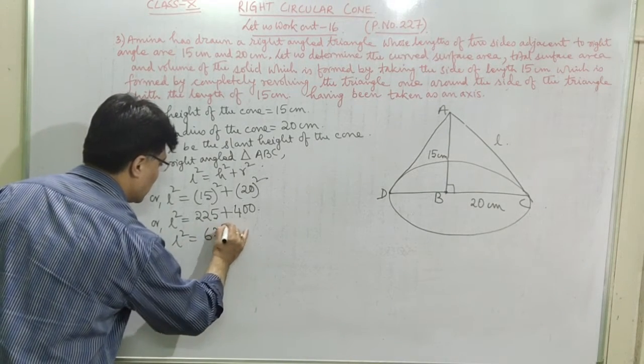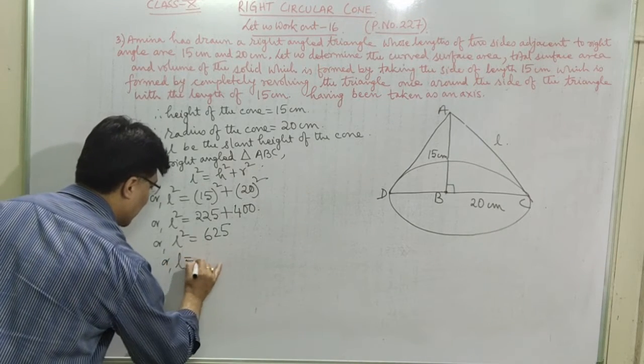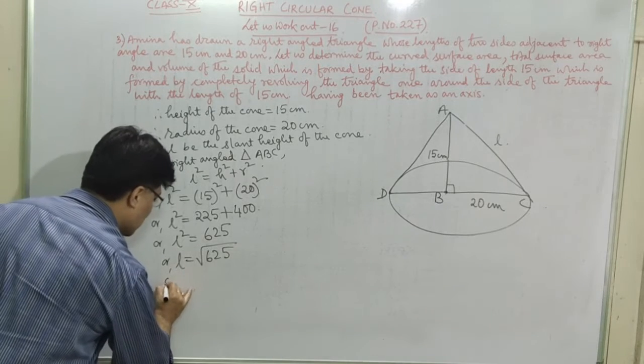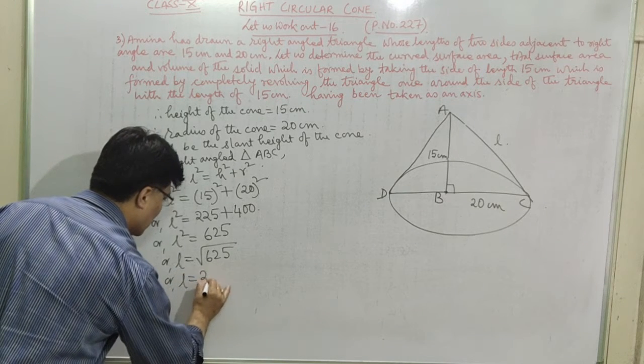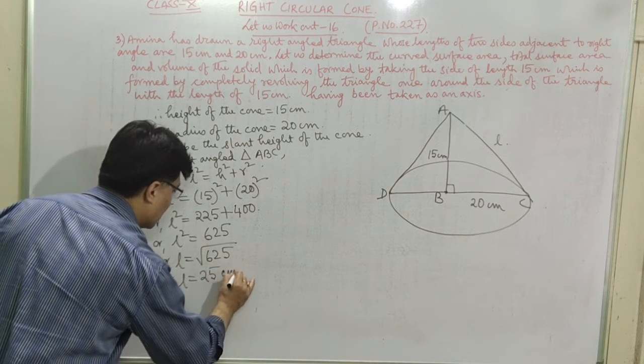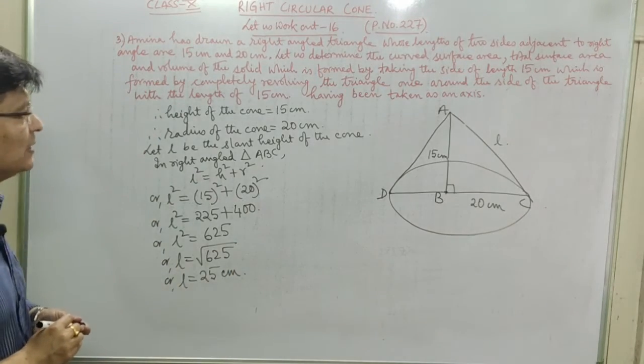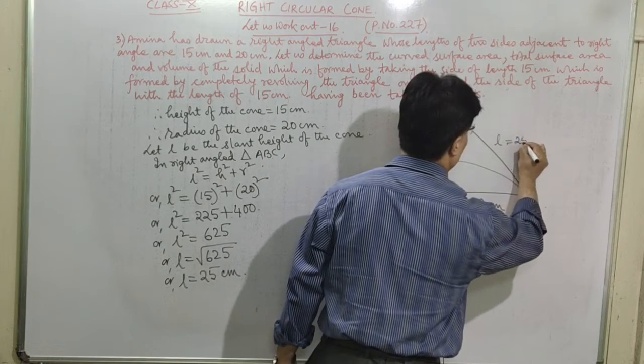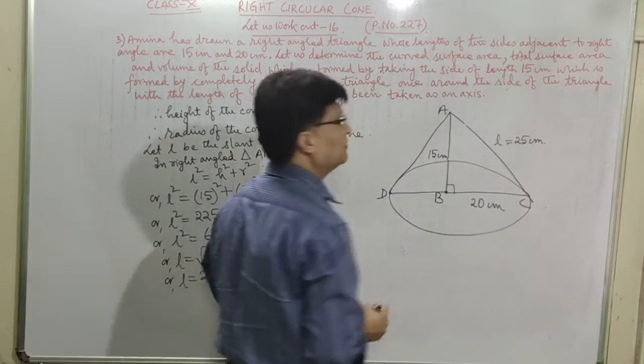Or L square is equal, let us add them. This is 625. Or what is the value for L? That is root over 625. What is square root of 625? Which is equal to 25. That is 25 centimeter. So L is equal to 25 centimeter.